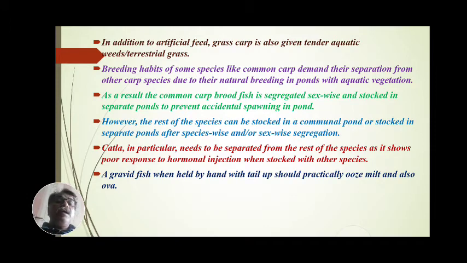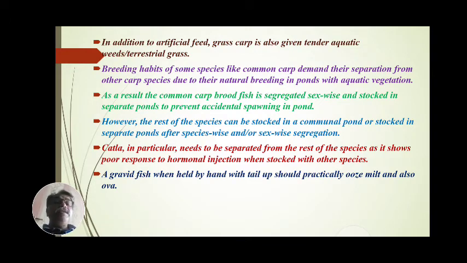As a result, the common carp brood fish is segregated sex-wise and stocked in separate ponds to prevent accidental spawning in ponds. However, the rest of the species can be stocked in a commercial pond or stocked in separate ponds, after species-wise and sex-wise segregation is done.